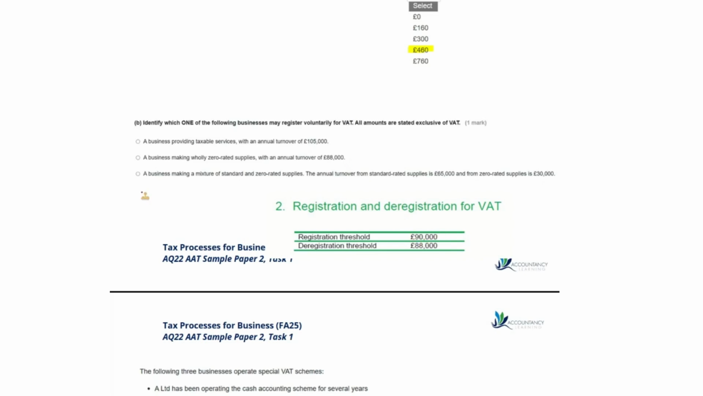And a business making a mixture of standard and zero rated supplies, and the annual turnover of standard rated supplies is 65,000 and from zero rated supplies is 30,000. So that would be 95 in total, so they have to register for VAT. So the ones that can voluntarily register is those making £88,000 annual turnover.